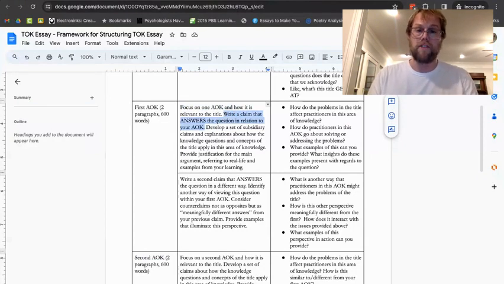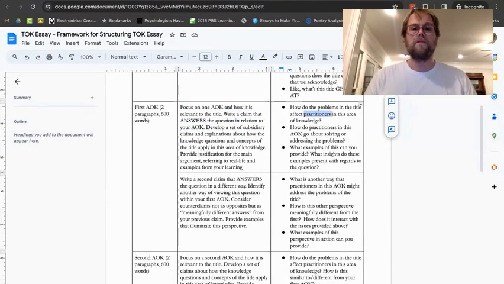This is good writing in general, and especially important here. Make some decisions, some tentative claims that you can make about how this area of knowledge works with regards to the question, and then develop that through your examples. These are some questions to guide your thinking, but I wanted to draw your attention to this word practitioners. So when you're talking about history, yes, you're probably going to be drawing on the specifics of certain historical events, but you really ought to be thinking about how those historical events are dealt with by practitioners.